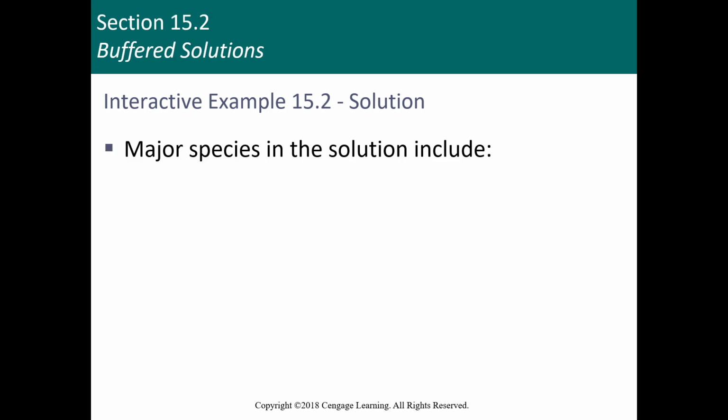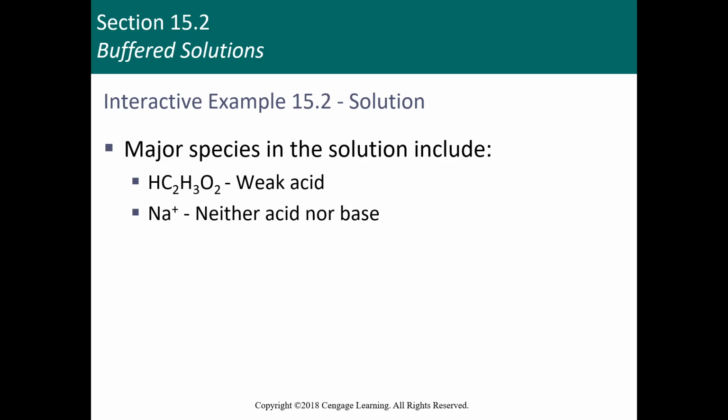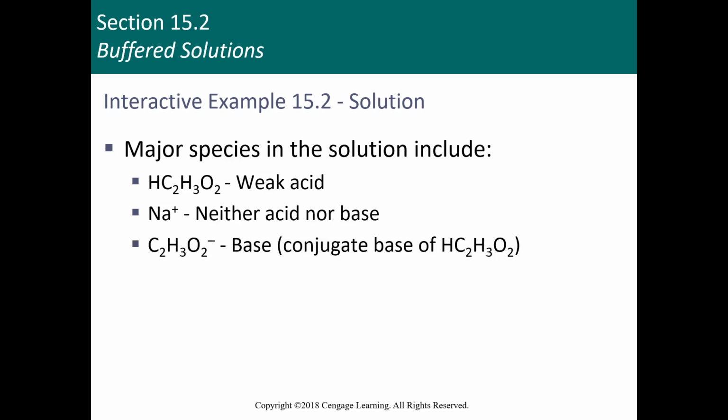Again, you can do this as an ICE problem. So again, you look at your major species. You have your acetic acid, which is your weak acid. You have the sodium, which is neither an acid nor a base, so we can just ignore that. And we have our conjugate base, which is that acetate anion. Of course, we have water, and water will act as a weak acid or weak base. This is always going to be a major species in any aqueous solution. And in fact, it is what you're reacting as an acid or as a base. You always go through water when you're in a water solution.